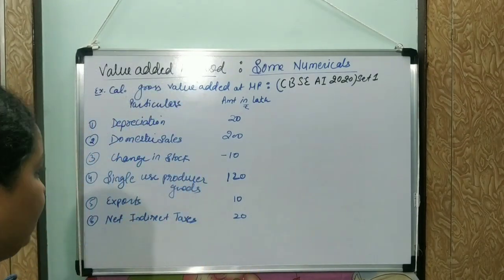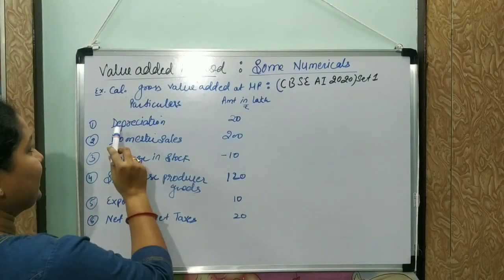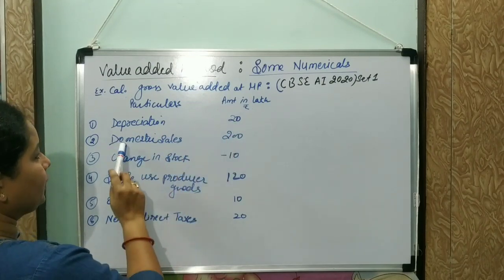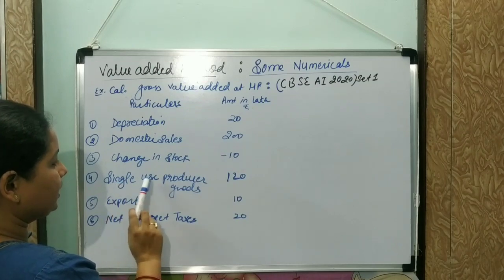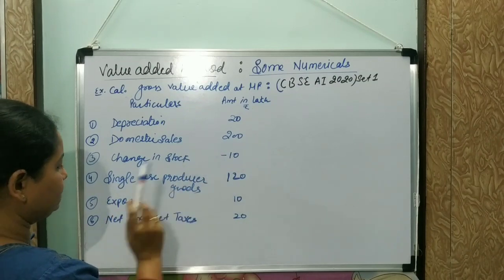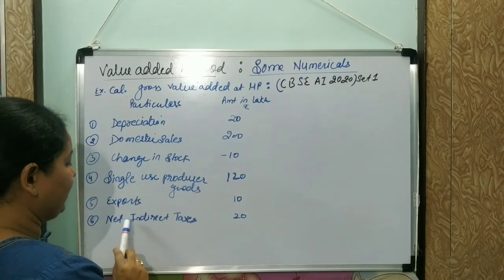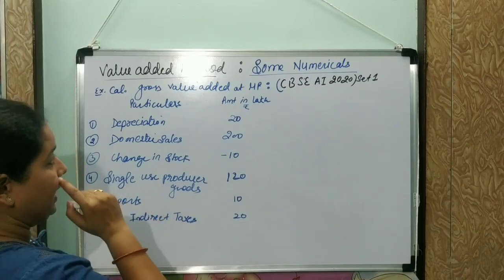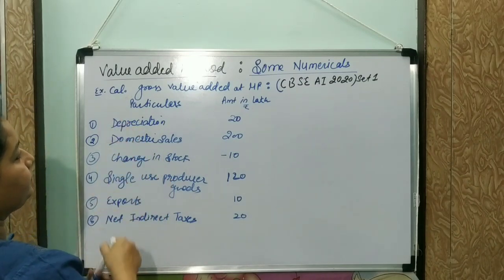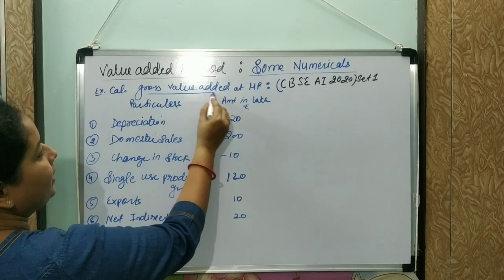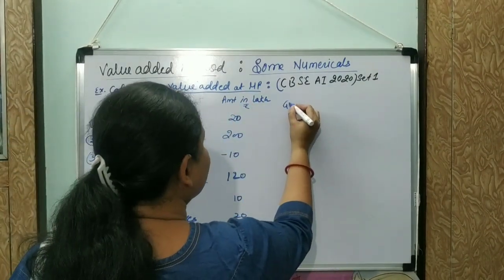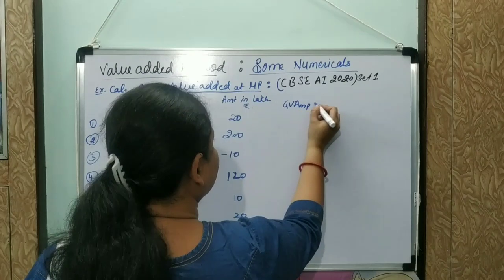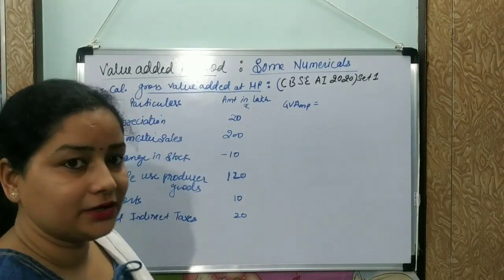Now what is given here? First we have to look over it. Depreciation 20, domestic sales 200, change in stock minus 10, single use producer good 120, export 10, net indirect taxes 20. And what we are supposed to calculate here? This is gross value added at market price. यानी हमें सिर्फ एक ही चीज कैलकुलेट करनी है, that is GVAMP, right? इंटरेस्टिंग है ना, मजा आ गया.